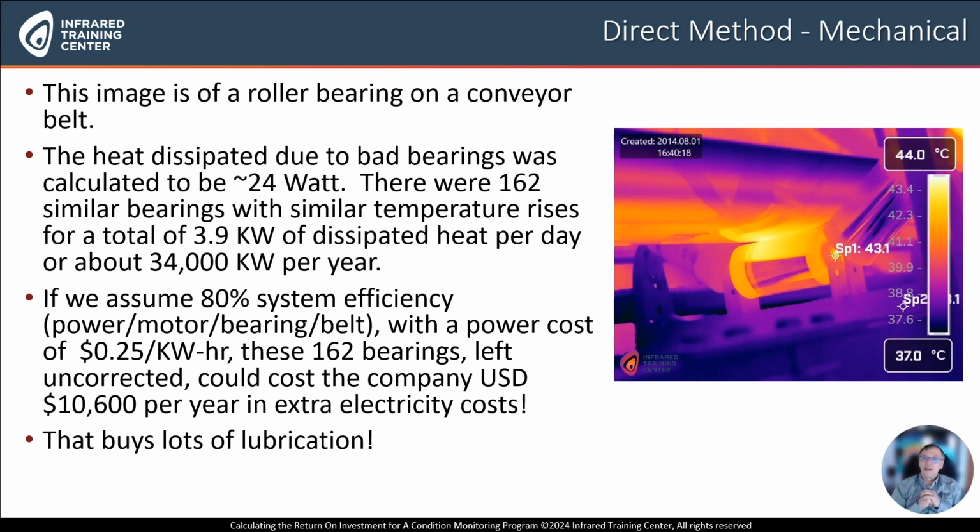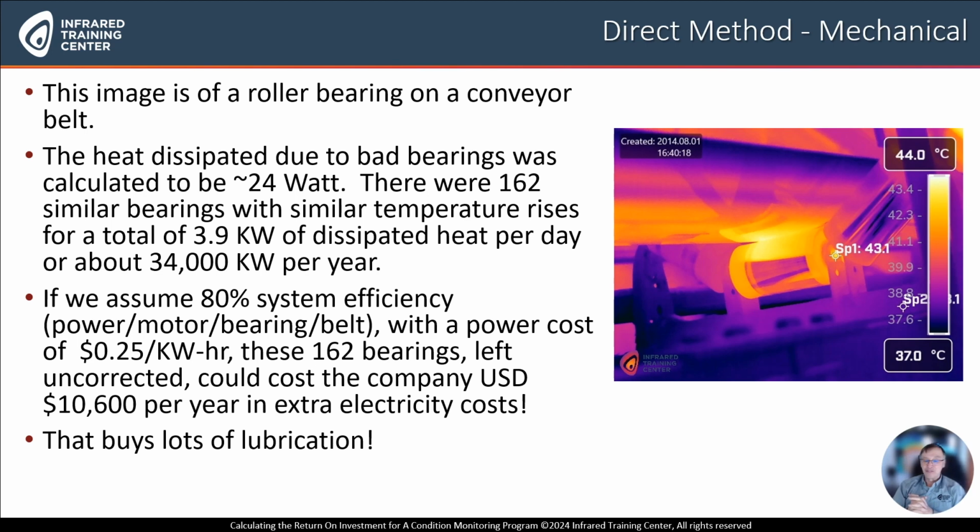Here's a direct method in a mechanical situation. This is a roller bearing on a conveyor belt. The heat dissipated due to the bad bearings was calculated to be 24 watts. And there were 162 similar bearings throughout this facility. So 162 times 24, that's 3.9 kilowatts of dissipated heat. Over a year, that works out to be about 34,000 kilowatt hours, or 34 megawatt hours of heat. That's a lot of heat.